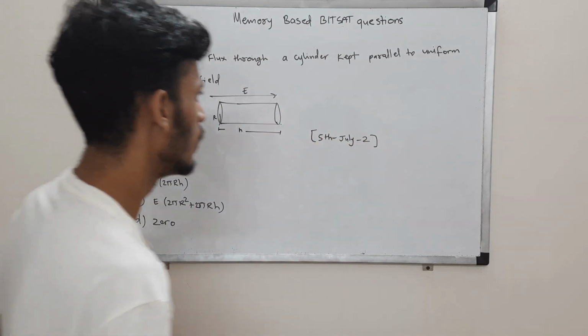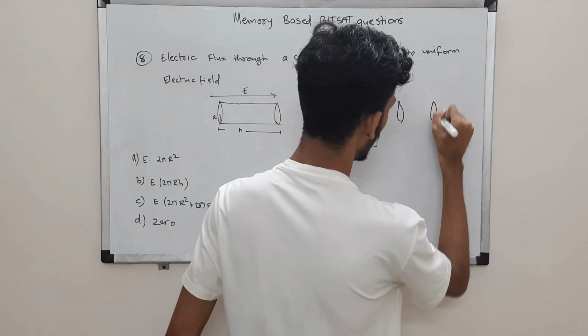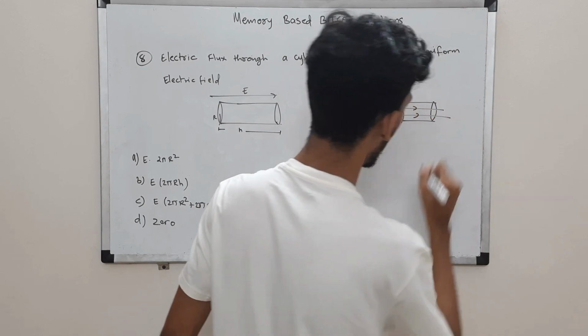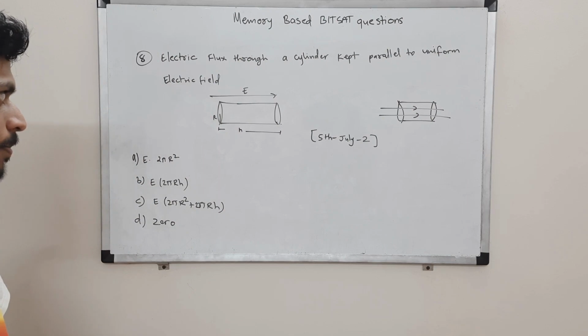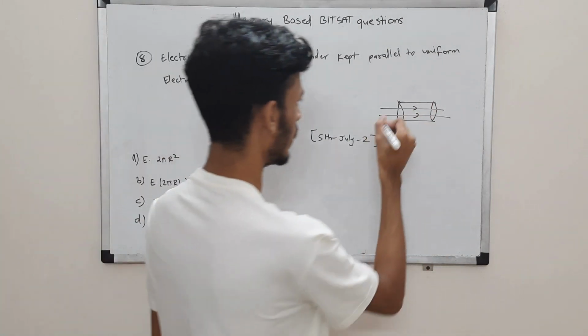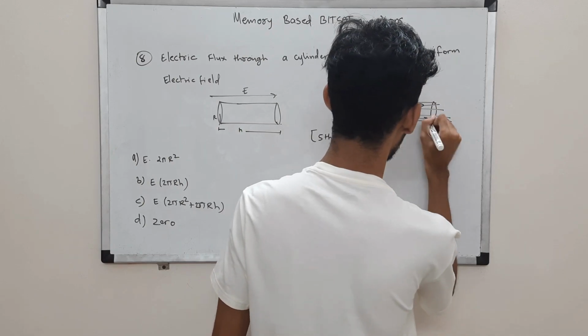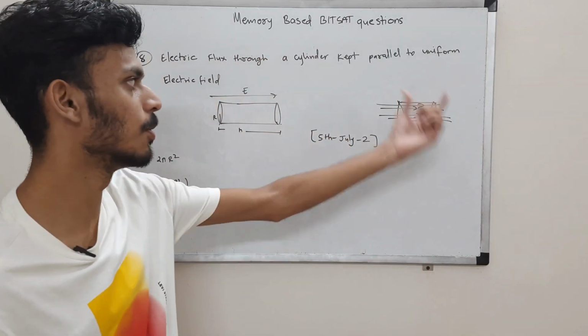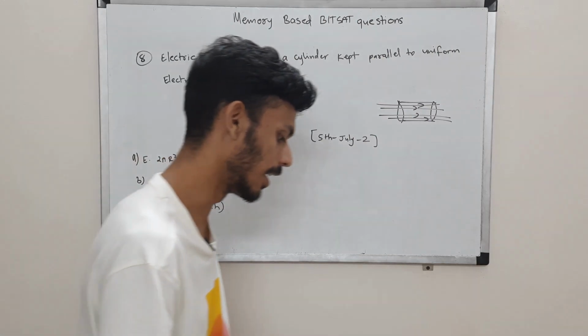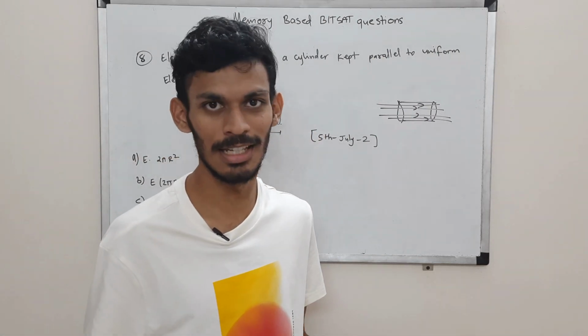So if we draw it over here separately, you can easily see that the number of electric field lines that are entering the cylinder is equal to the number of field lines that are exiting it. You can easily see that the number of field lines entering is equal to the number exiting from that cylinder. So basically the net flux is 0.